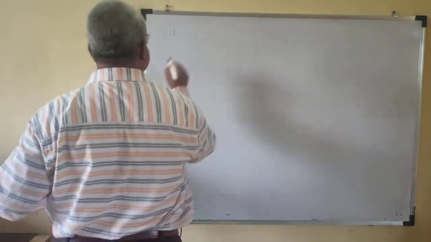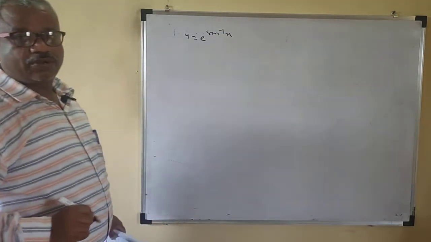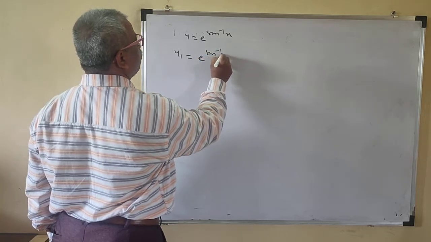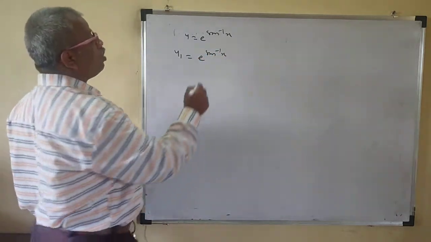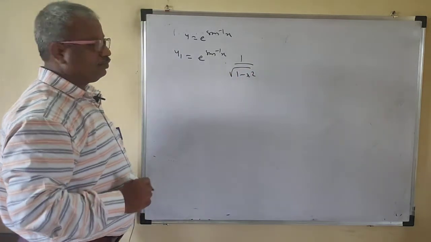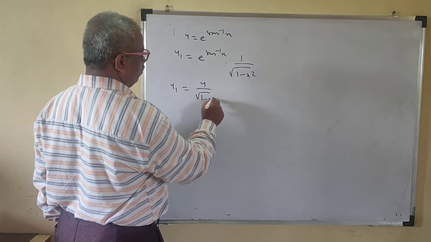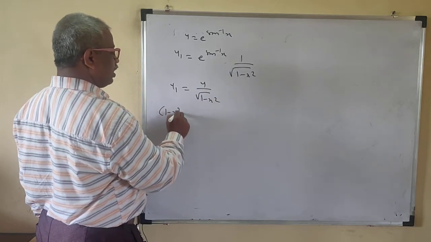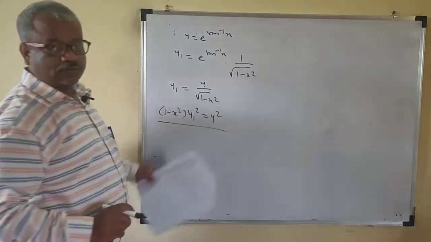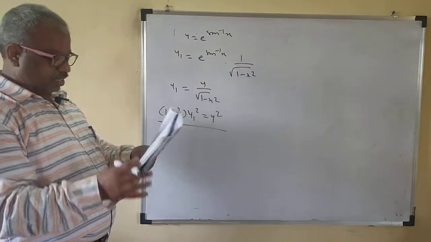Suppose y is equal to e raised to sin inverse x. So what is y1? y1 is equal to e raised to sin inverse x into the derivative of sin inverse x, which is 1 upon root of 1 minus x squared. So y1 is equal to y upon root of 1 minus x squared, that is, 1 minus x squared y1 squared is equal to y squared. This is the relation that comes from y equal to e raised to sin inverse x.